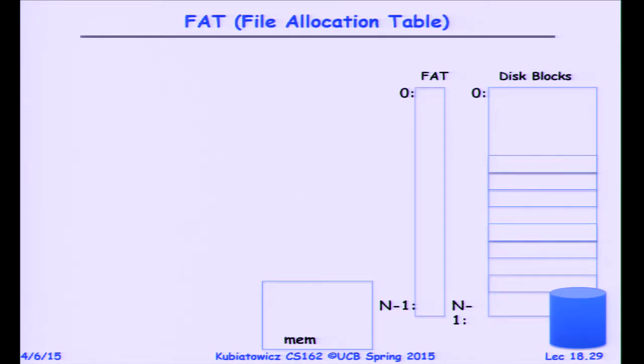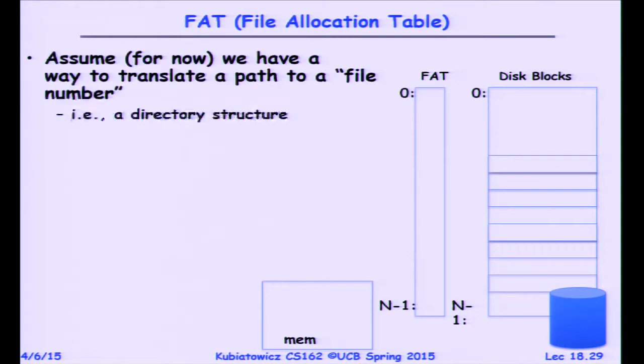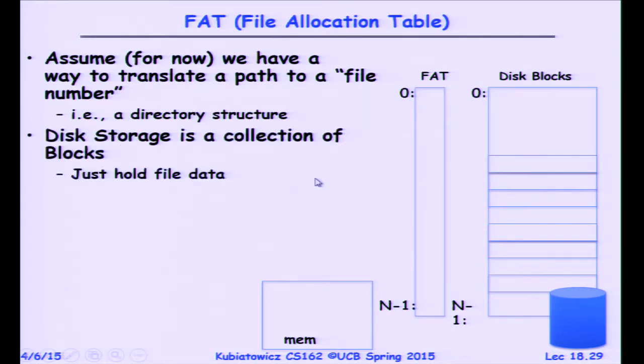But a flash device typically has a FAT file system on it. Cameras have FAT file systems. Pretty much anything of the smaller exchange-with-any-system variety is often FAT. Okay, and this was originally developed for MS-DOS way back when. And we're going to assume now that the directory lookup structure exists, and so we're going to ignore how we do that. And so disk storage is basically just a collection of blocks, like we said before.